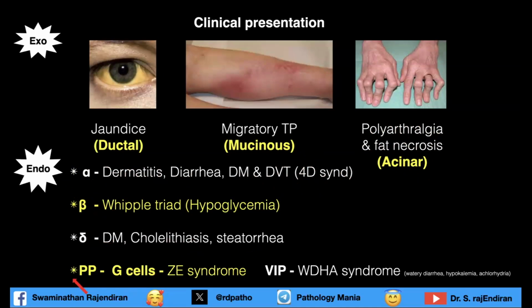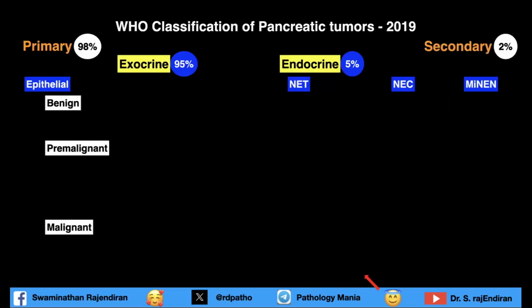And the pancreatic PP cells produce a Zollinger-Ellison syndrome like picture because they mainly secrete gastrin. And vasoactive intestinal peptide produces WDHA syndrome: watery diarrhea, hypokalemia, and achlorhydria. So these are all the clinical presentations of exocrine and endocrine pancreas.